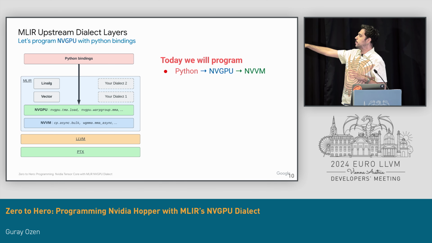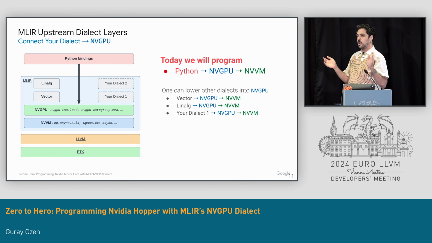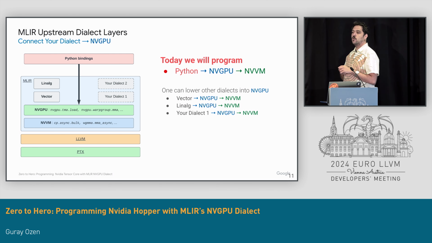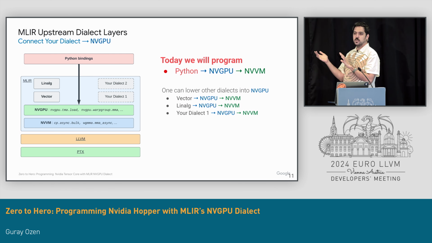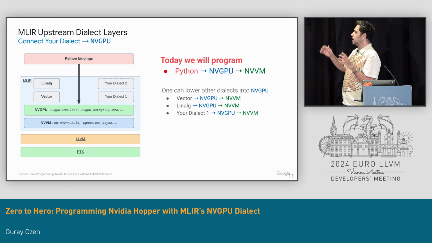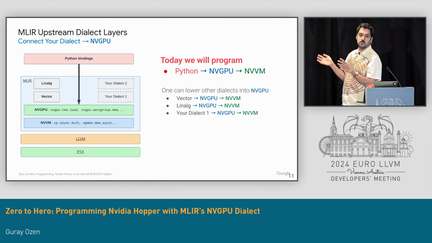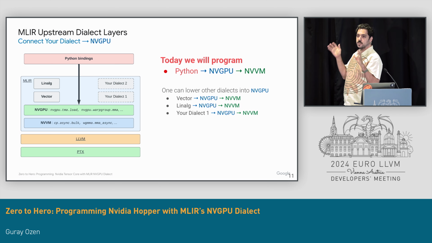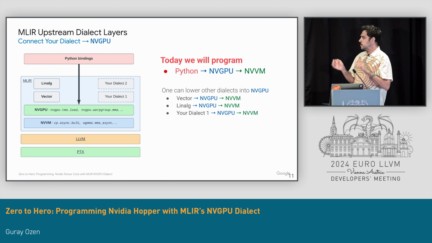Right? So here is our path. We will start from Python, go to NVGPU, go to NVVM. But this is MLIR. It's all about progressive lowering. And if you have your compiler, or if you want to use whatever dialect in MLIR has, you can lower this in NVGPU, and you can start leveraging whatever we have in MLIR. So that's why I like MLIR. I mean, everything can compose, right? So that's really nice.